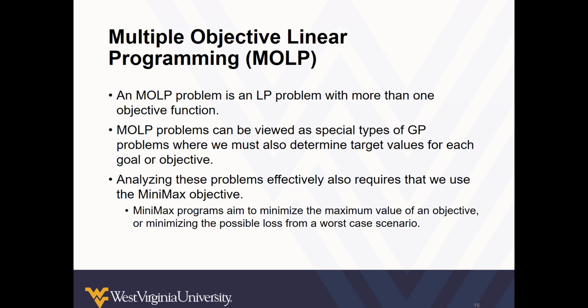Goal programming problems still have a single objective function, but multiple objective linear programming problems have more than one objective function. To tackle these problems, we must determine target values for each goal or objective, and we do this with a Minimax approach where we aim to minimize the maximum value of an objective. Let's dig into an example.